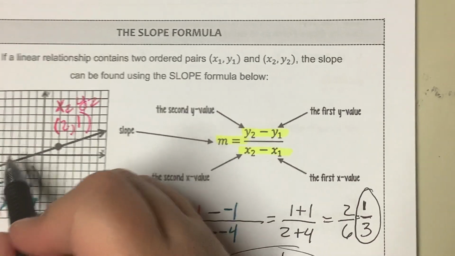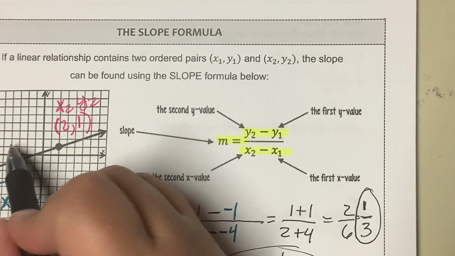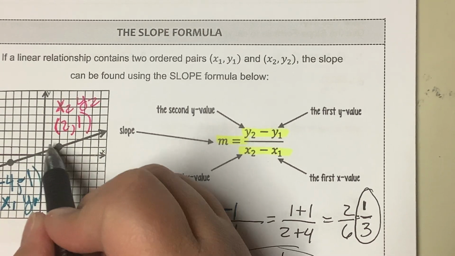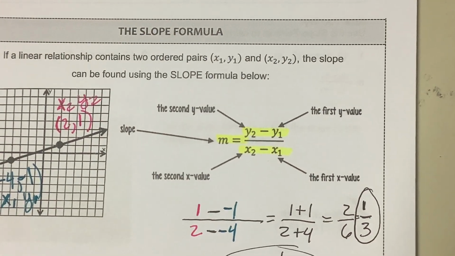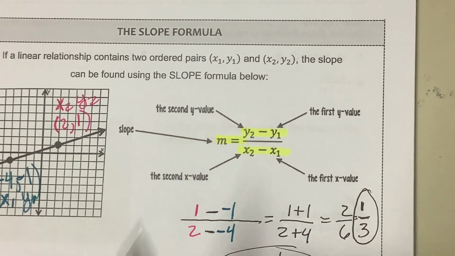Okay, let's check that. 1, 2, 1, 2, 3, 4, 5, 6. It is 2 over 6. It is 1/3. Yay, us.